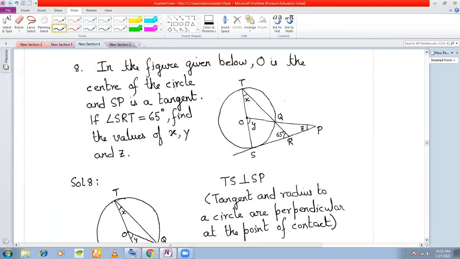So how will you find? Again, if you see, this is the radius of a circle, and this is a tangent, right? So this angle must be equal to 90 degree, right? So angle OSP is equal to 90 degree, right? Now, once you know this angle to be 90 degree, look at this triangle here, triangle SRT. In this triangle, one angle is 90 degree, the other angle is 65 degree. Then you can obviously calculate X. So X is equal to 180 minus 90.